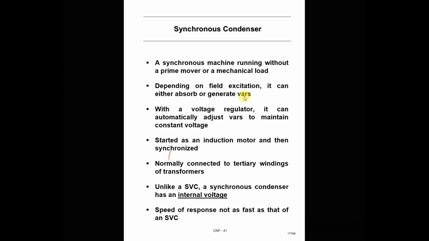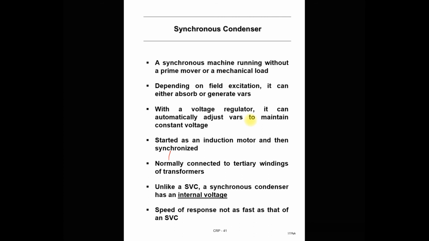By varying the field excitation, increasing or decreasing it, it can absorb or generate reactive power. With the voltage regulator, it can automatically adjust the reactive power to maintain constant voltage. That's why it is called active compensation. The previous three methods, shunt reactor, shunt capacitor and series capacitor, are passive compensation. Here, they do not automatically adjust.